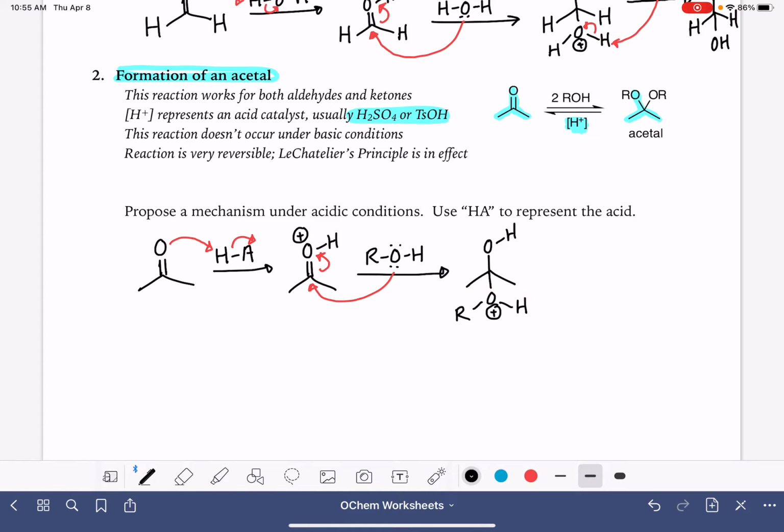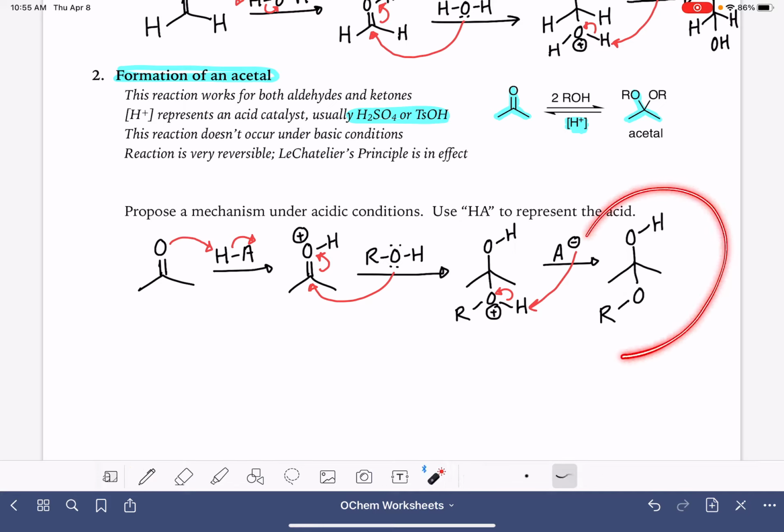The deprotonation can be done with another alcohol, or it could be done with the conjugate base A-. I'm just going to use the conjugate base A-. It could also be done with water. There's a lot of different things that we could use for this particular step in the mechanism. And the molecule itself is just going to use whatever it has available.